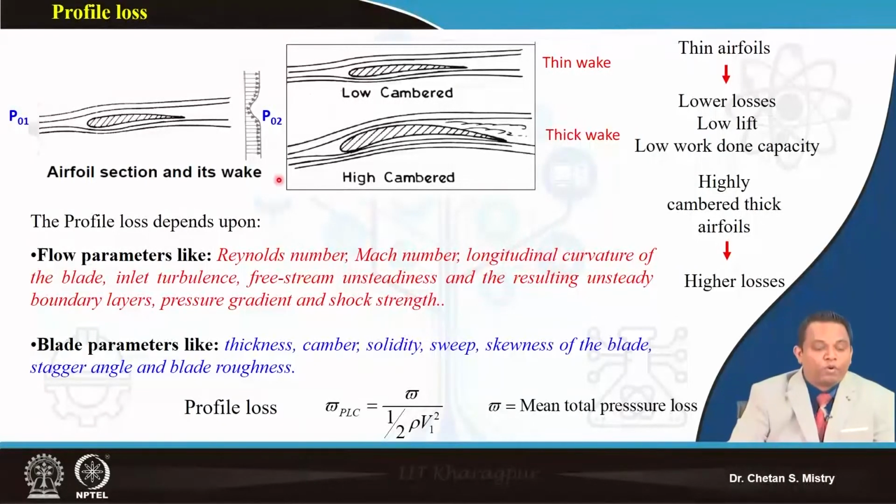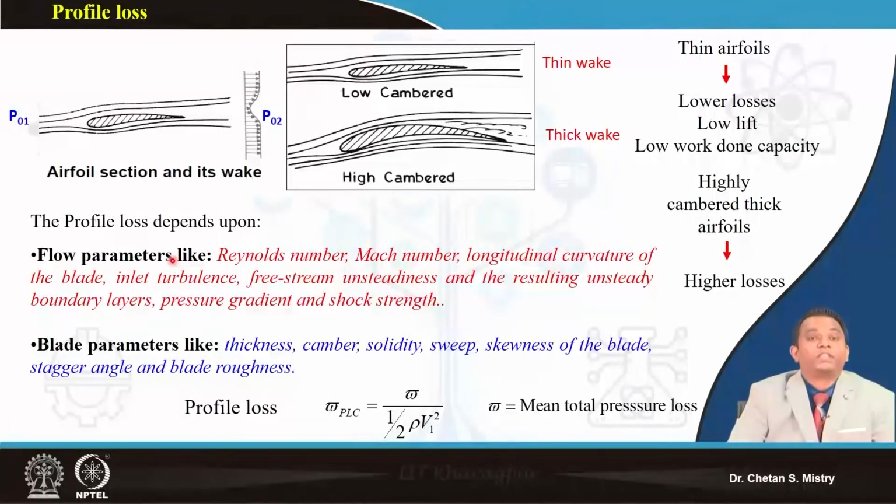Now here I want to introduce the loss that is defined as the profile loss. This profile loss defines my total pressure loss happening across my stage. Or if we are calculating across my rotor, I can calculate that across my stator, I can calculate across the stage, and that is defined by P02 minus P01.